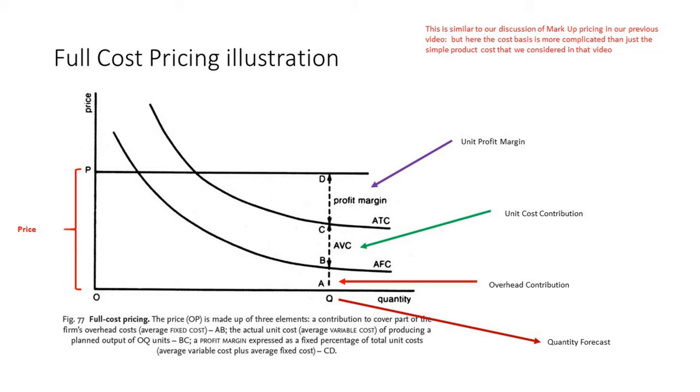Now, you may find this discussion somewhat similar to what we talked about with markup pricing in our last video, but here the cost basis is more complicated than just a simple product cost that we considered in that video. In that video, we talked about maybe buying a product from a wholesaler and then adding a markup to that, and that's what we sold it for, the price. Here, the cost basis is more complicated because we're adding several components to the cost basis.